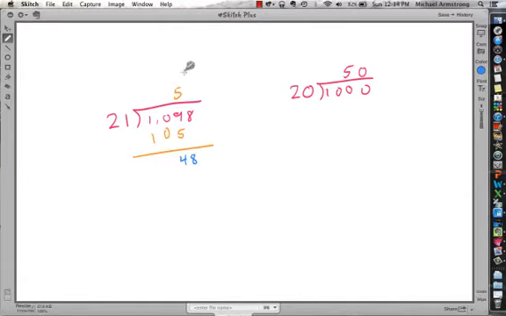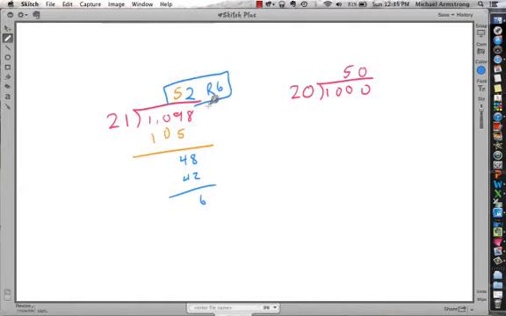21 goes into 48. Well, 20 goes into 40 twice. 20 times 3 is 60. So we can really only use 2 twice instead of 3 times. 2 times 1 is 2. 2 times 2 is 4. That leaves us with 8 take away 2 is 6. 6 ends up being our remainder. So 52, remainder 6, is the answer to the problem.